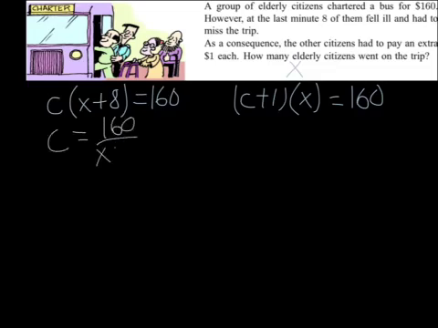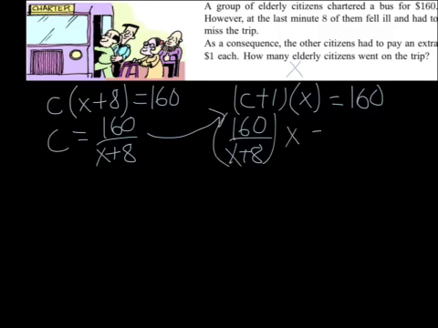So what we can do in this one is solve for C. And this is what we did in class as well. We divide by X plus 8. Looks good. What we can do with that is substitute. So 160 over X plus 8, and that is times X equals 160.